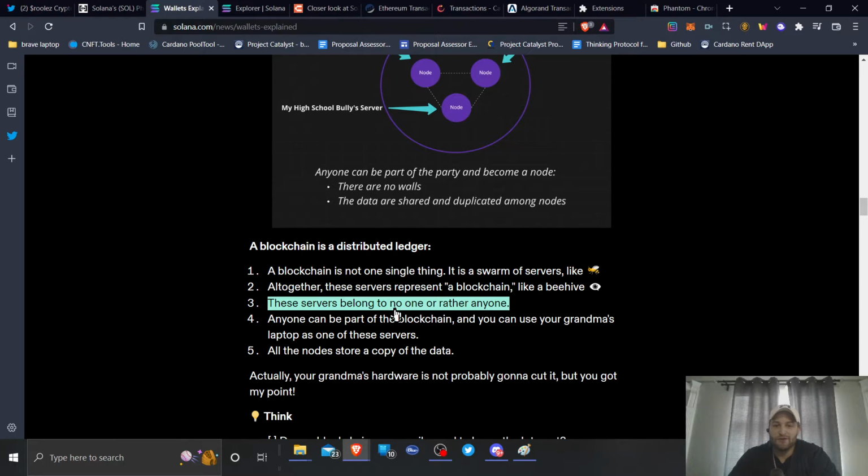These servers belong to no one, or rather anyone. Anyone can be a part of the blockchain, and you can use your grandma's laptop as one of these servers. All the nodes store a copy of the data. Actually, your grandma's hardware is not probably going to cut it, but you got my point. So, anyone can. Actually, anyone can't, unless you want to spend about $10,000 to $15,000 on the hardware. So, a little bit of an overstatement or exaggeration.